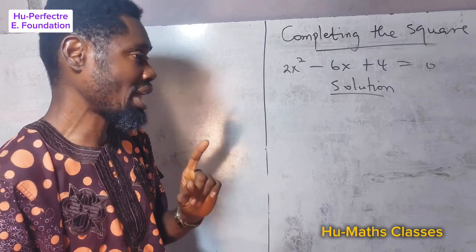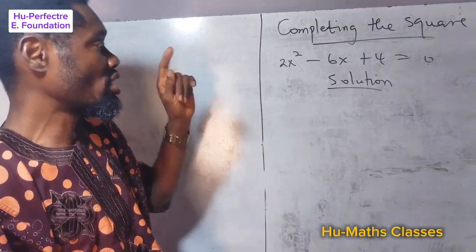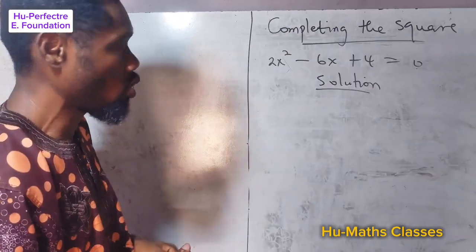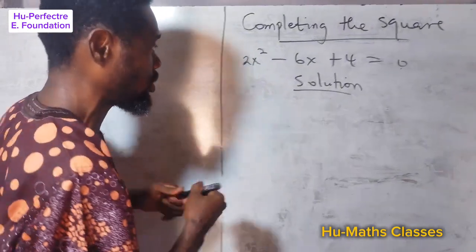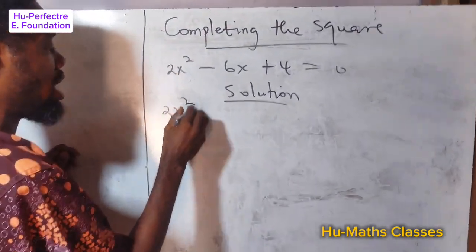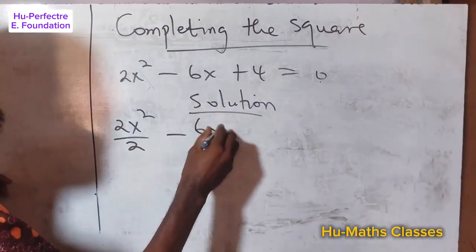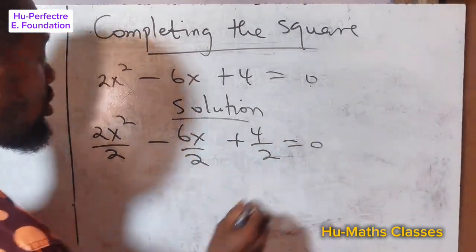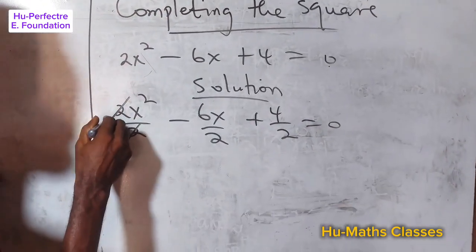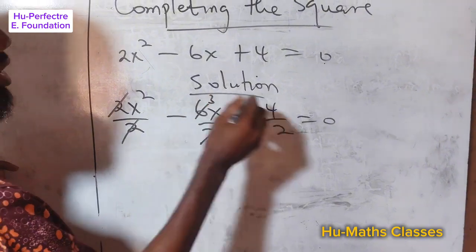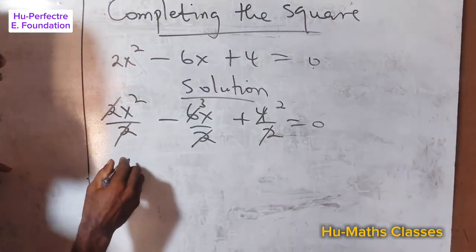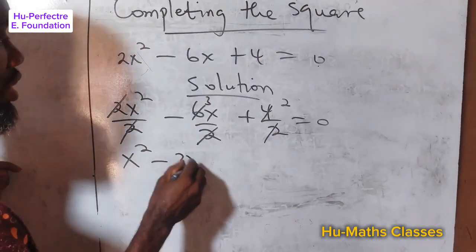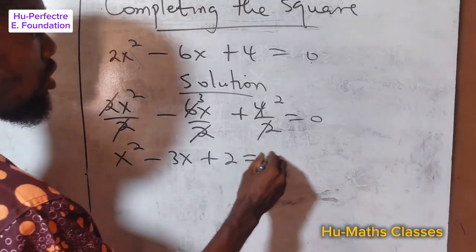The first thing to do, like I said in the previous class, is to divide everything by the coefficient of the first variable. So we'll have 2x squared divided by 2 minus 6x divided by 2 plus 4 divided by 2 is equal to 0. We cancel 2; 2 in 6 is 3, 2 in 4 is 2. So our answer will be x squared minus 3x plus 2 is equal to 0.